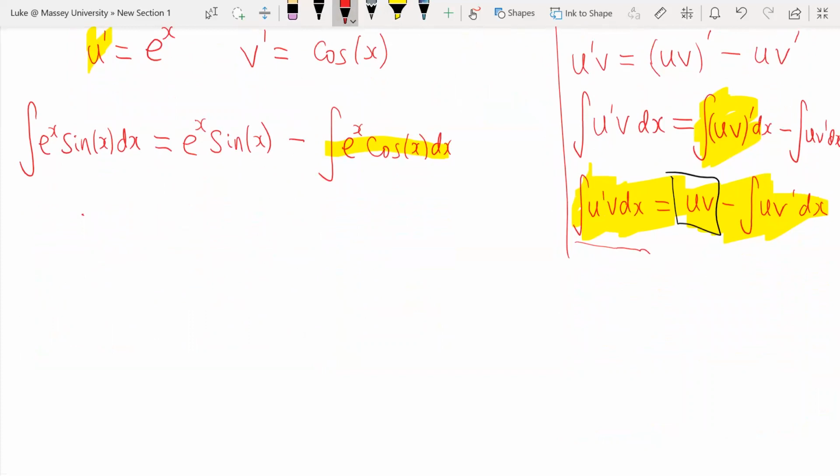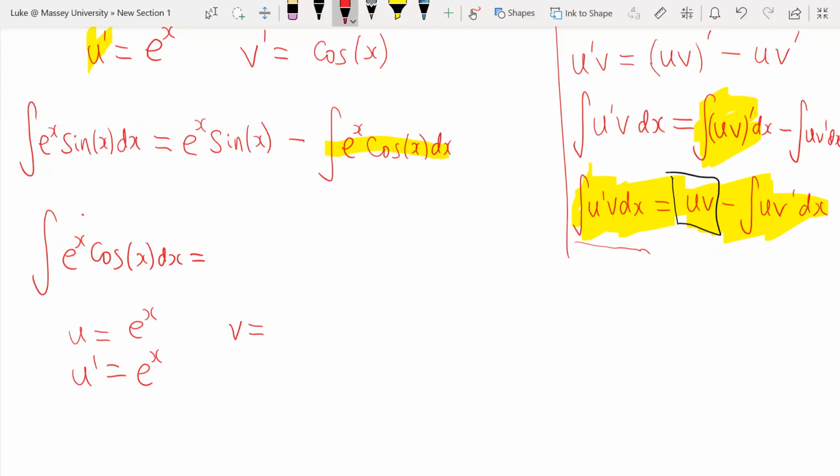Okay, so we're looking at the integral of e to the x cosine of x dx. Well again, let's set, which way here? Let's set u prime equal to e to the x again, so that if we integrate e to the x, we get e to the x.